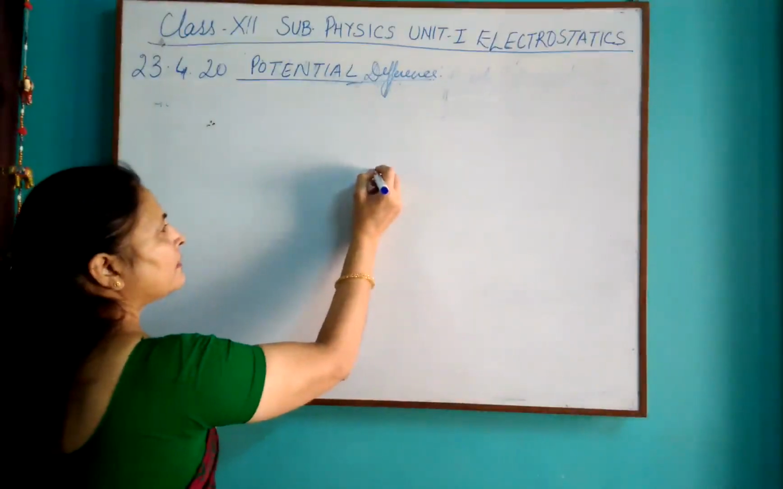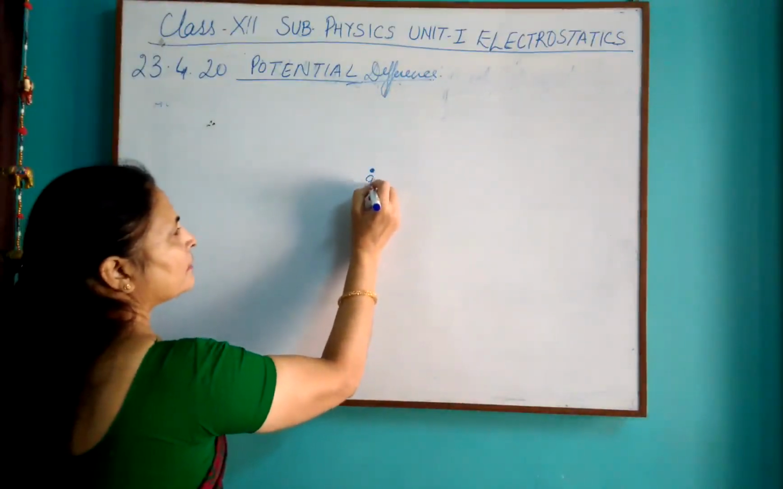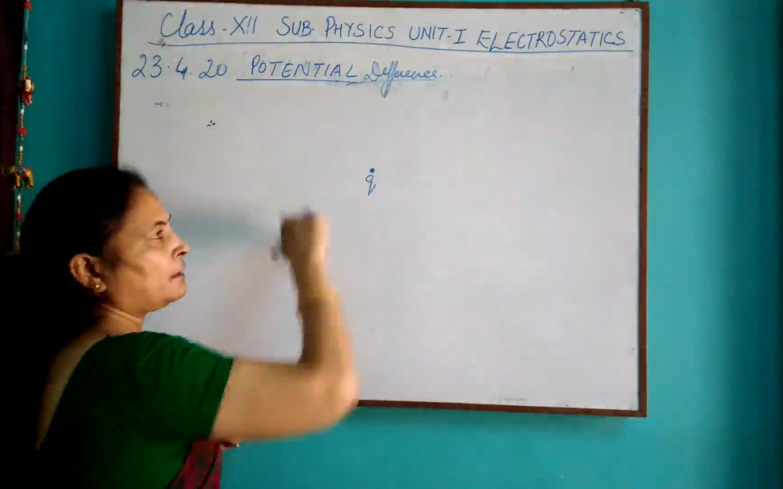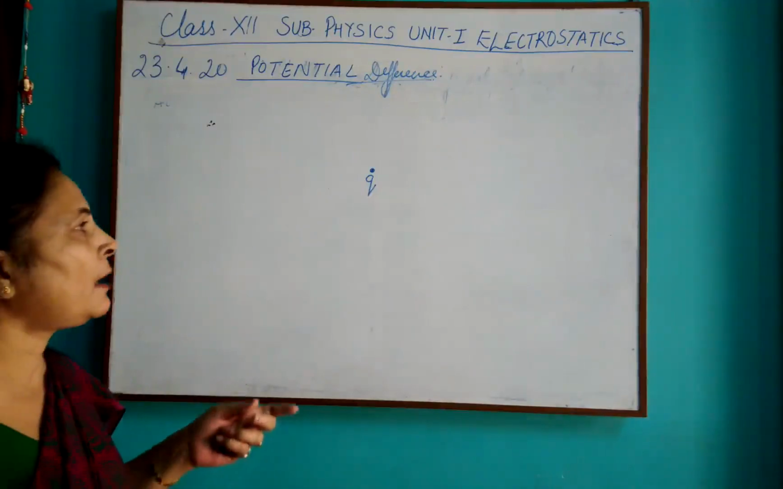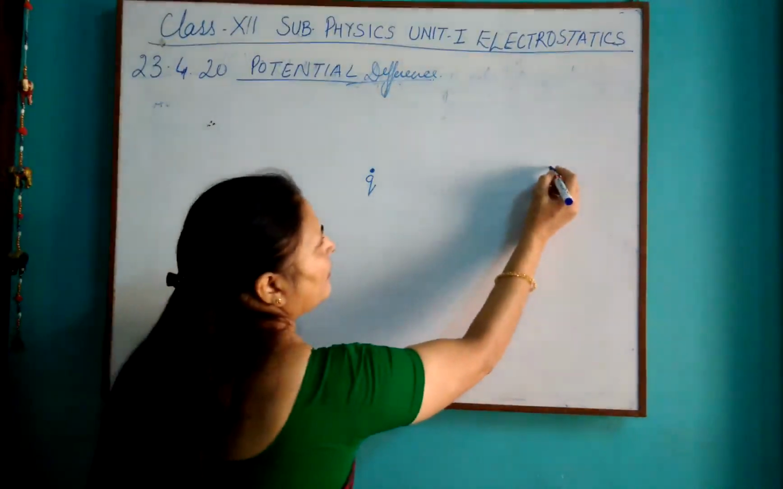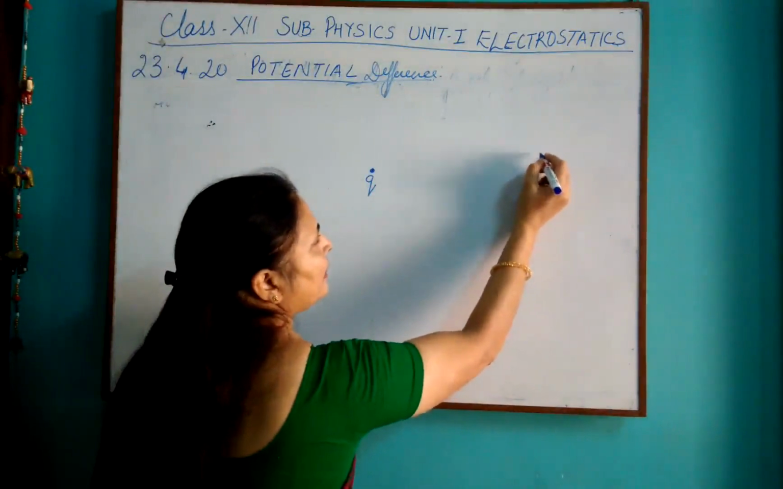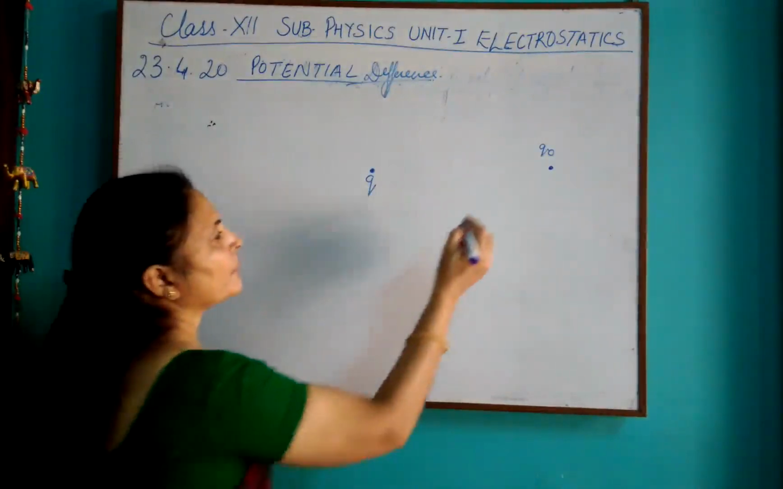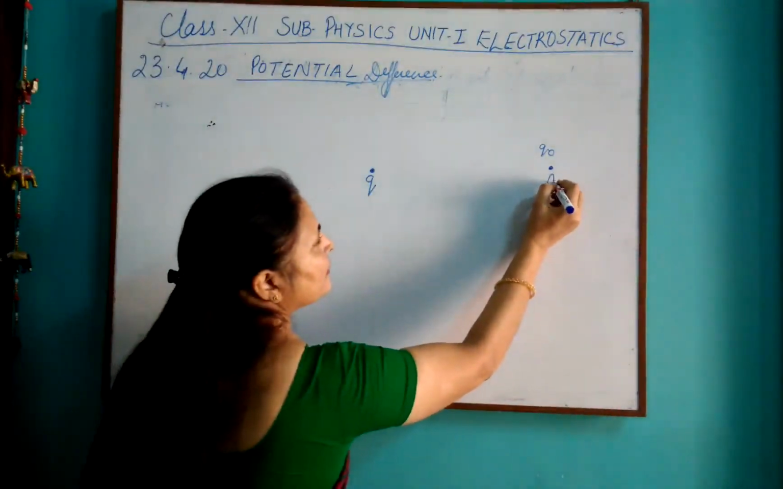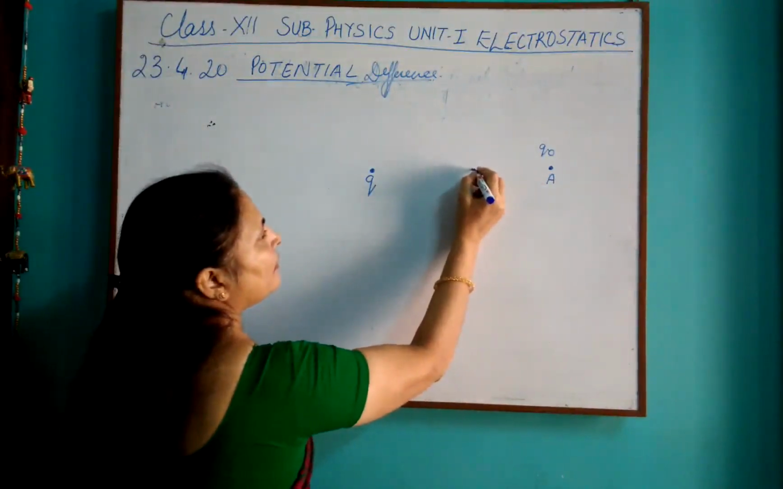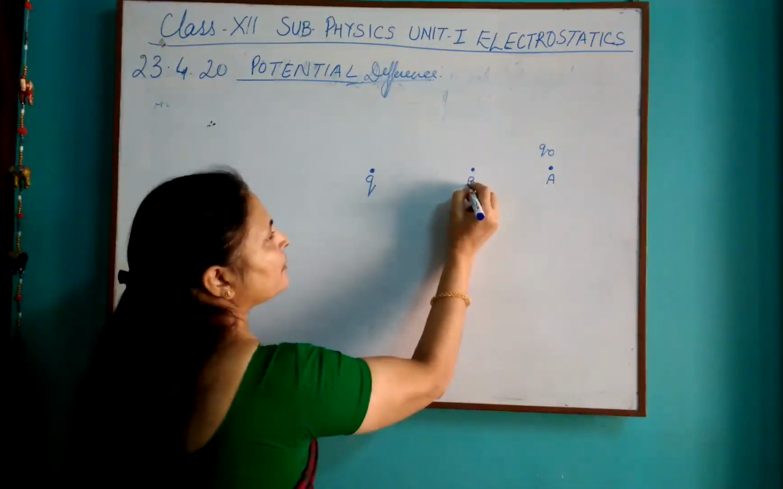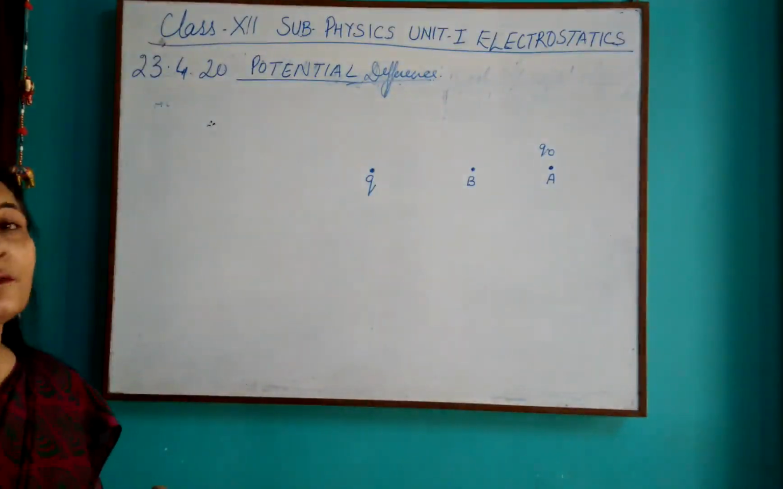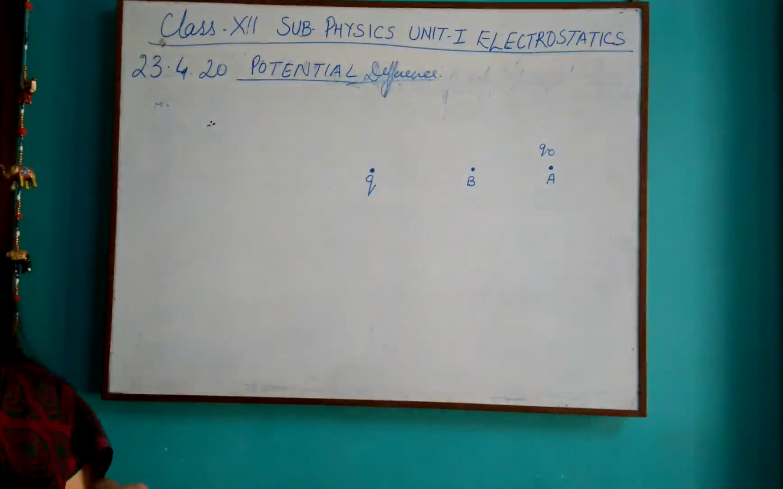Let us consider a charge Q whose electric field is, say, this board, and I want to take a charge, say Q naught, we'll take the test charge Q naught, from a point, say A, to say point B. Work done in moving a charge from A to B we are going to calculate.